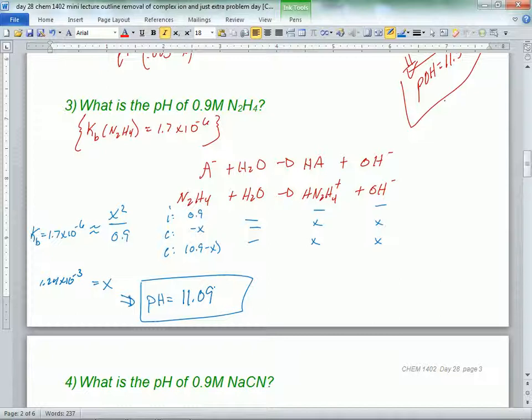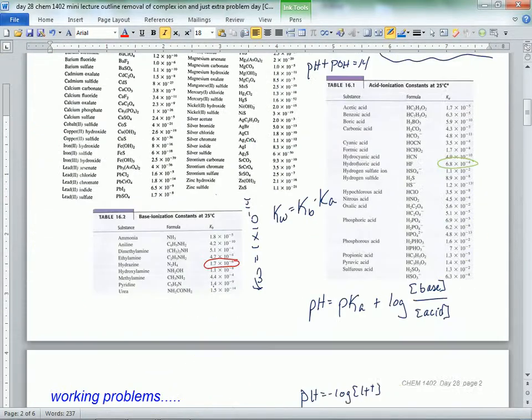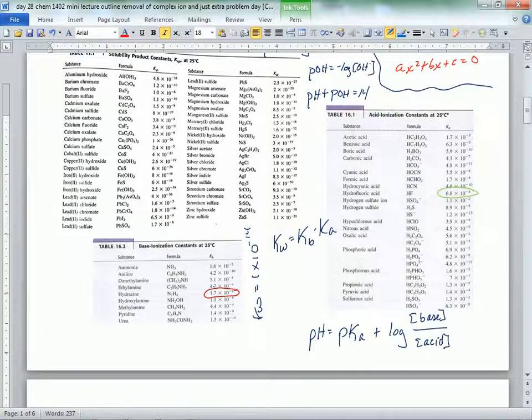You need the Ka for HCN. HCN, 4.9 times 10 to the negative 10.